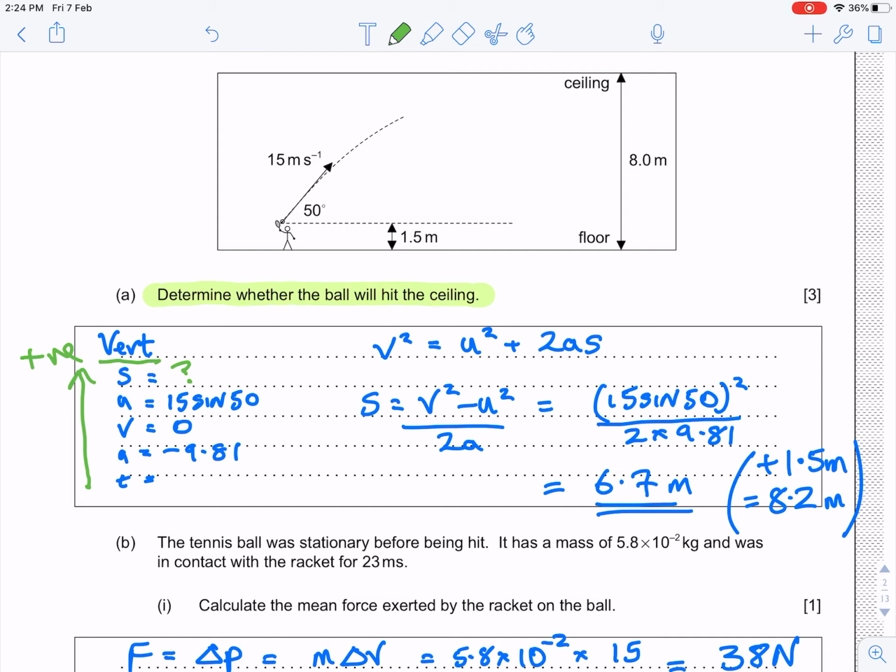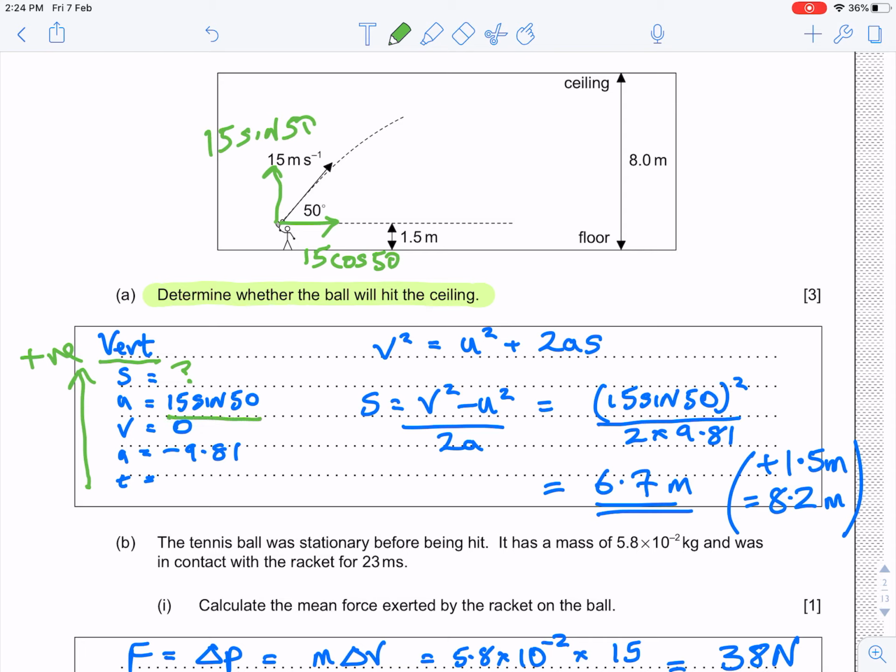And I need to know the initial velocity. Well, if we look at our diagram here, I can take that 15 meters per second vector and I can split it up into two components. So the horizontal component becomes 15 cos 50. The vertical component becomes 15 sin 50. So our initial velocity is 15 sin 50.